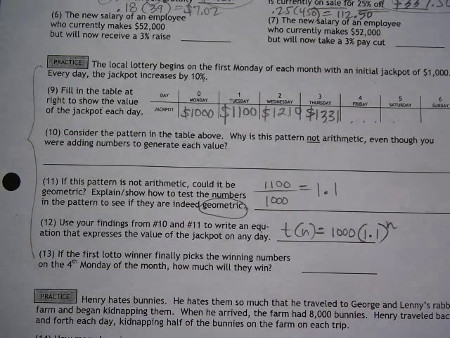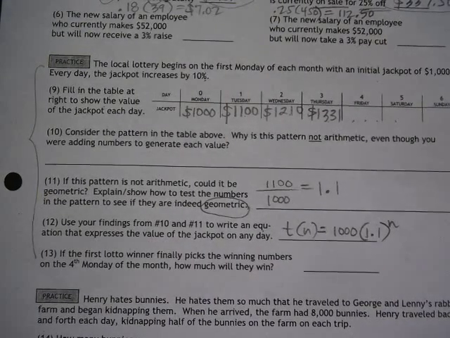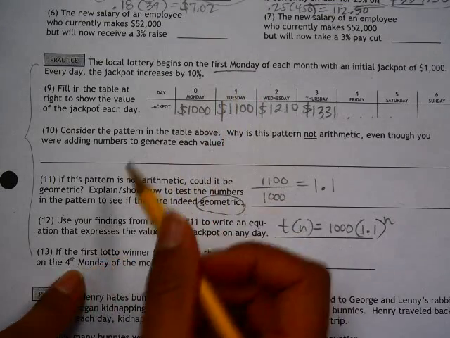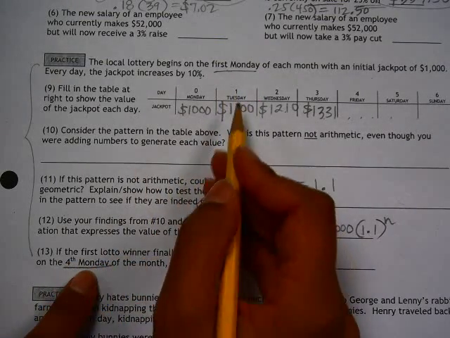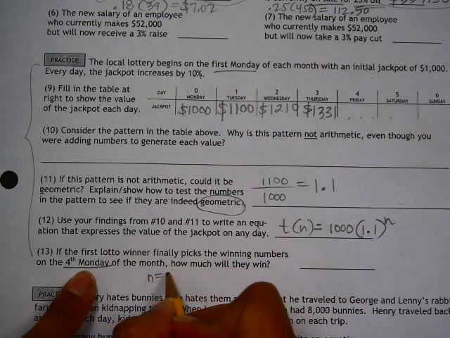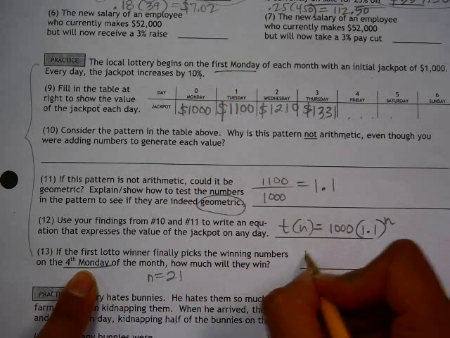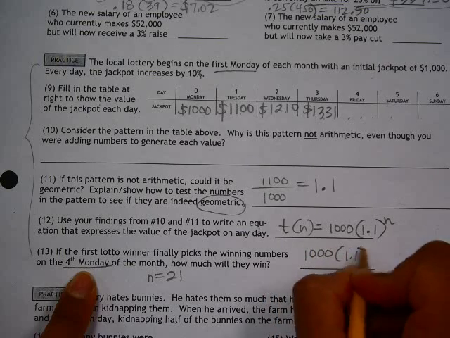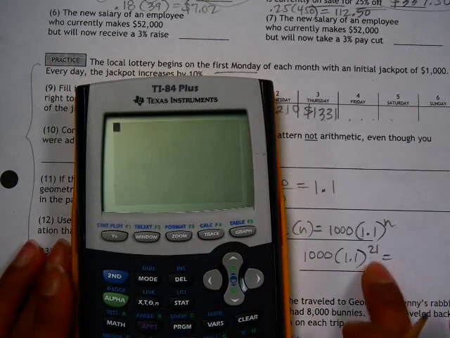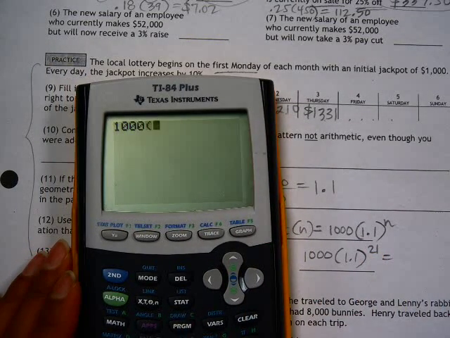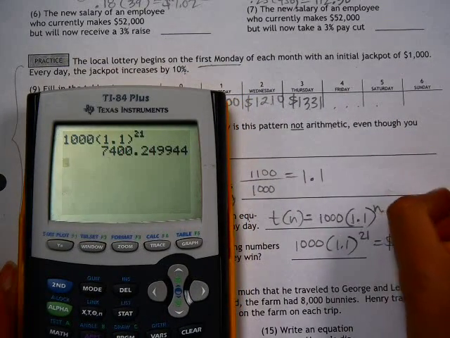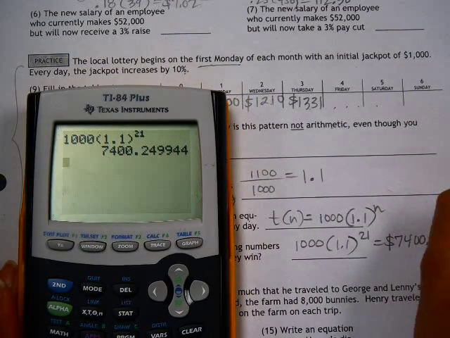So if the first lotto winner finally picks the winning numbers on the 4th Monday of the month, so from the first Monday of the month to the 4th Monday of the month, that's actually 3 weeks, which is 21 days. So 1,000 times 1.1 to the 21st power, because 21 days have passed, is going to give us $7,400.25.